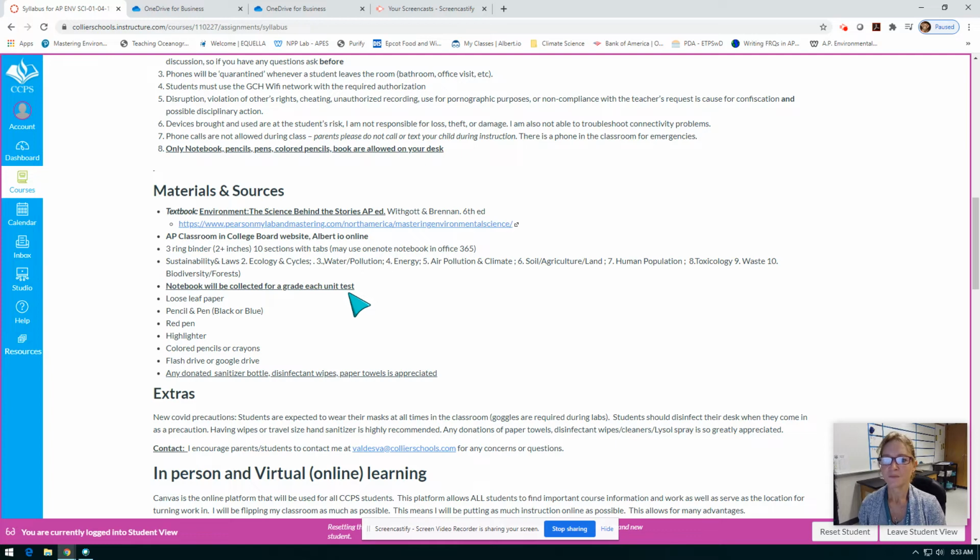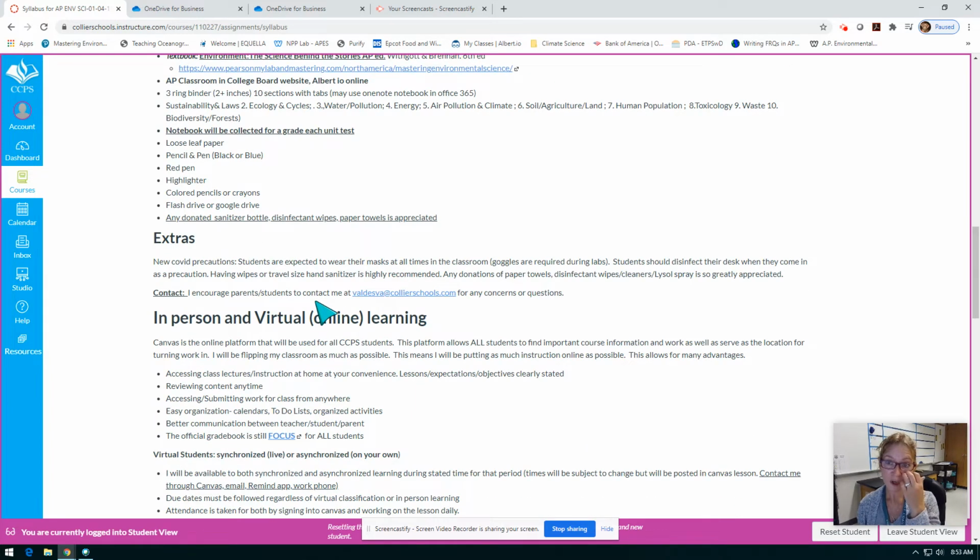Okay, extras. So, new COVID precautions. Obviously, you are expected to wear a mask if you're in class at all times. Goggles are required during labs. As of right now, we're trying to figure out how we're going to do the lab setup. I really do recommend that if you are here in class, when you come in, you're disinfecting your own desk. With that in mind, you should try to bring a travel size wipes or hand sanitizer with you so you can do that.